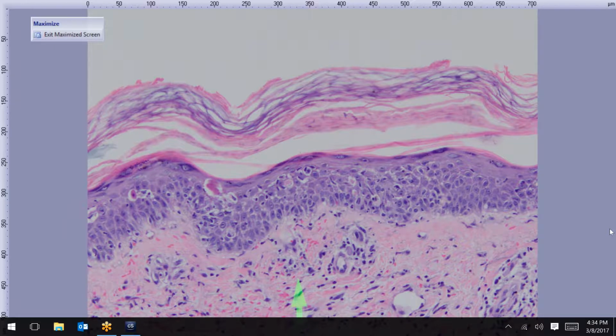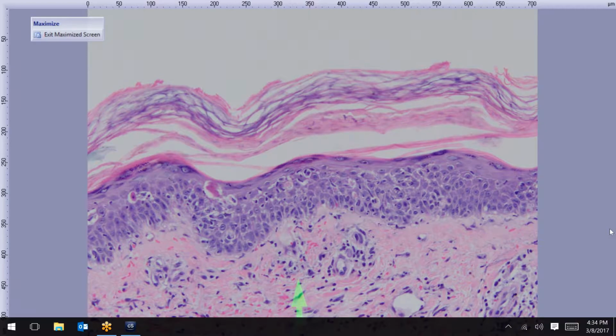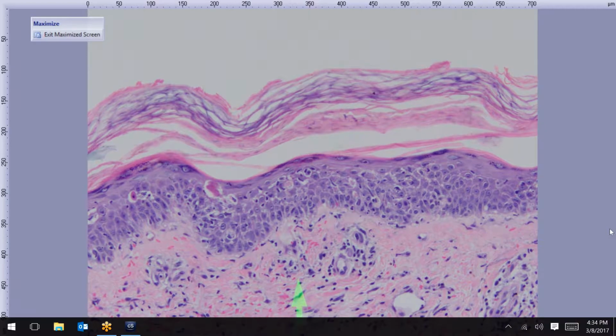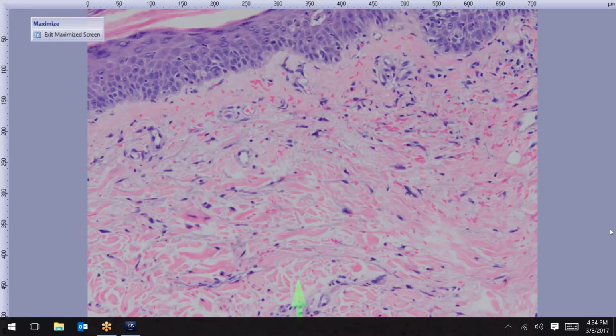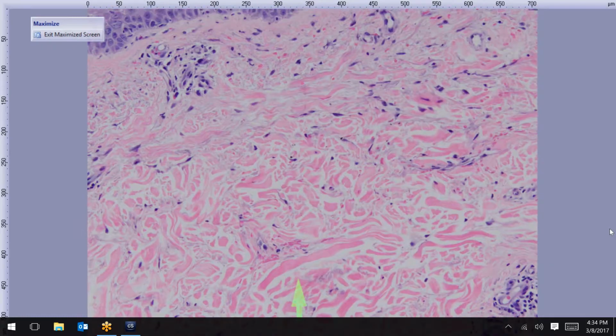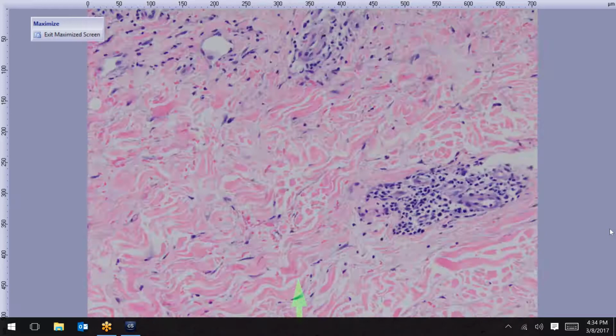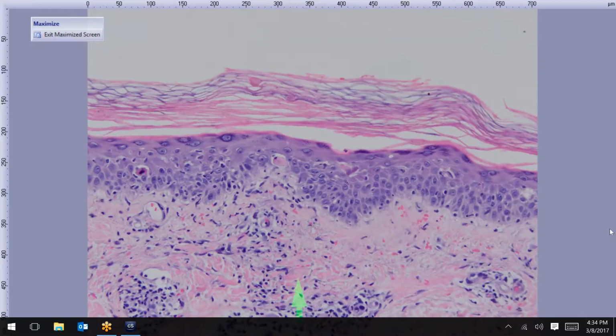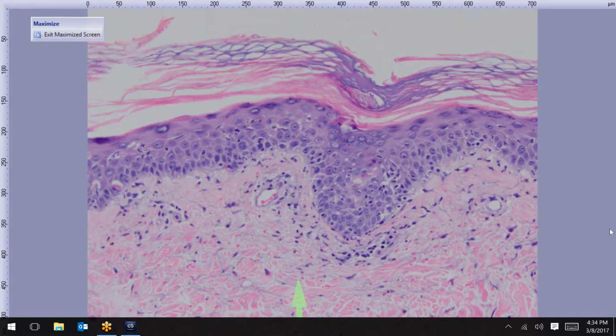You can have some pretty routine drug eruptions that can have an interface, not usually to this kind of degree. And if we kept going, we could add connective tissue disorders onto the differential diagnosis, such as systemic lupus erythematosus, dermatomyositis. So that's kind of the nice differential for interface dermatitis. This case happened to be systemic lupus erythematosus.